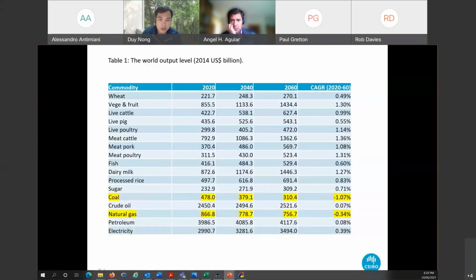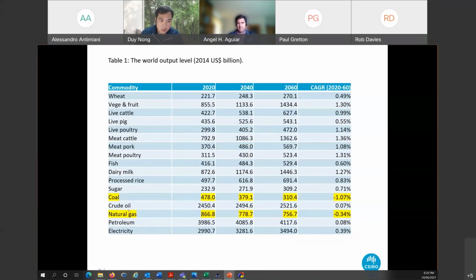And here I would like to show you some of our results. We are still in the process of checking the results, and we hope that we can get some comments or opinions from the audience here. In Table 1, the world output level is measured in 2014 dollar value, and when we look at the results, we think they look quite reasonable for us right now.